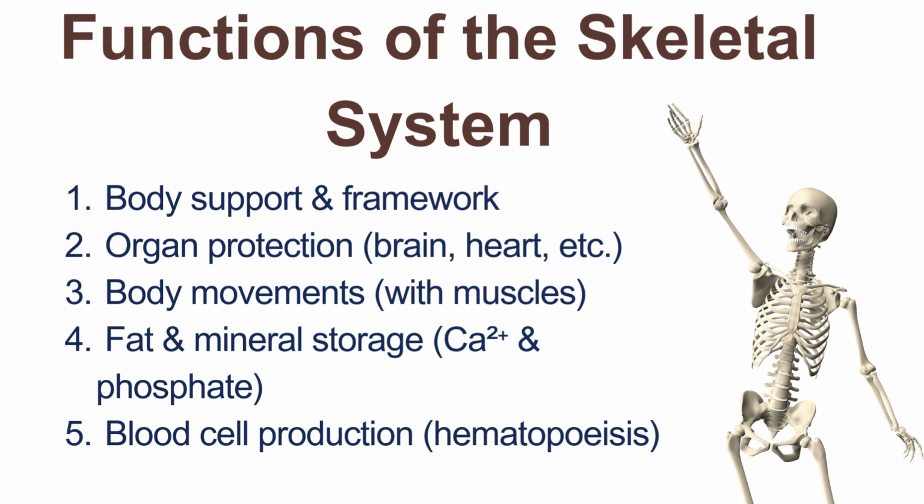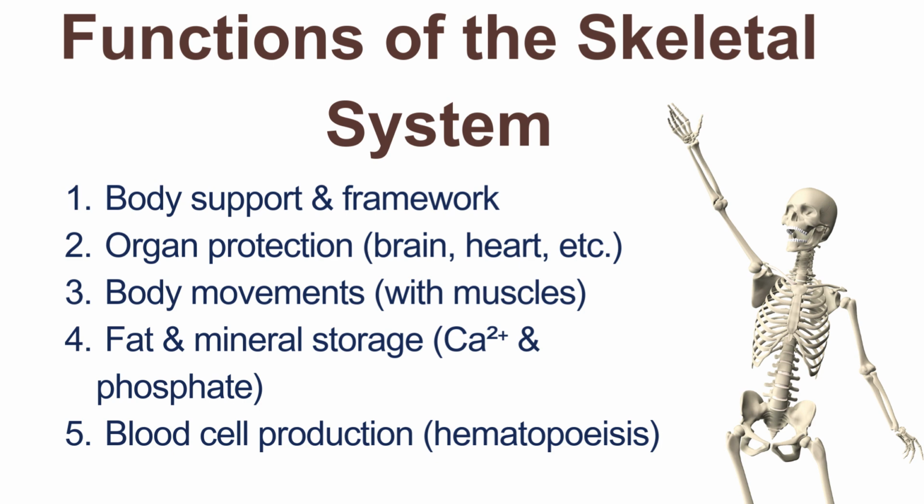Before we get into bone structure, let's look at the big picture. The skeletal system performs several essential functions for the body. First, it provides support and a structural framework, giving the body its shape and allowing us to stand upright. It also protects our vital organs, such as the skull protecting the brain and the ribs protecting the heart and lungs. The skeletal system enables body movement by working together with skeletal muscles, which pull on the bones to create motion.